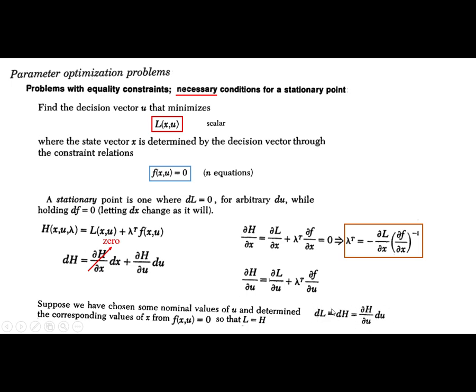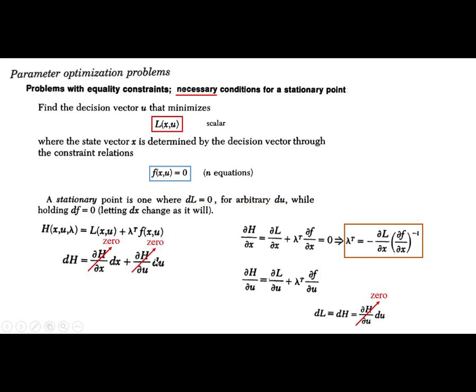Now, in our definition of the stationary point, we have said that dL is equal to 0 for some du. Thus, from the final relation of dL or dH, the only way to have dL equal to 0 is when delta h for delta u is 0. Based on that, we can also eliminate delta h for delta u in the relation dL. Please don't forget that delta h for delta u is the gradient of the original index function capital L, with respect to the decision variable u, while holding the constraint function f of x and u equal to 0.